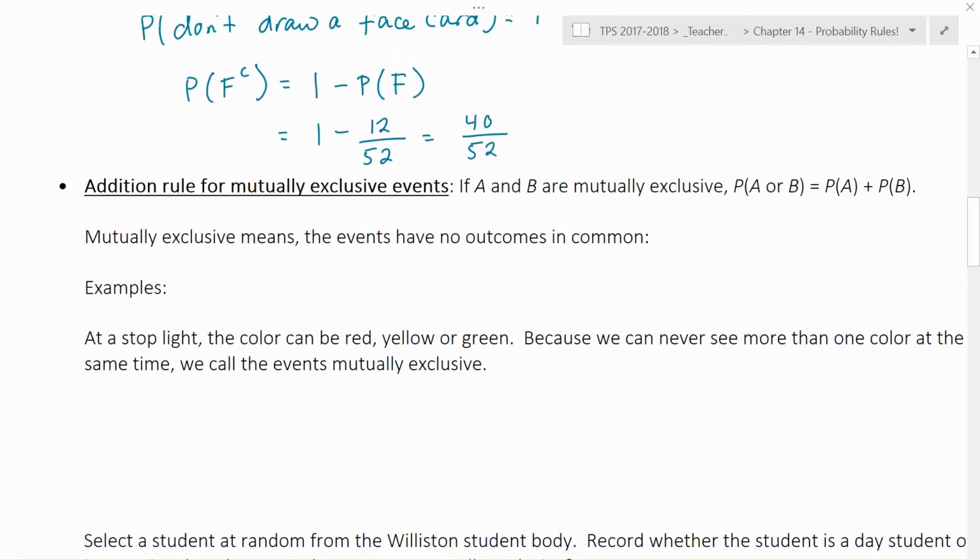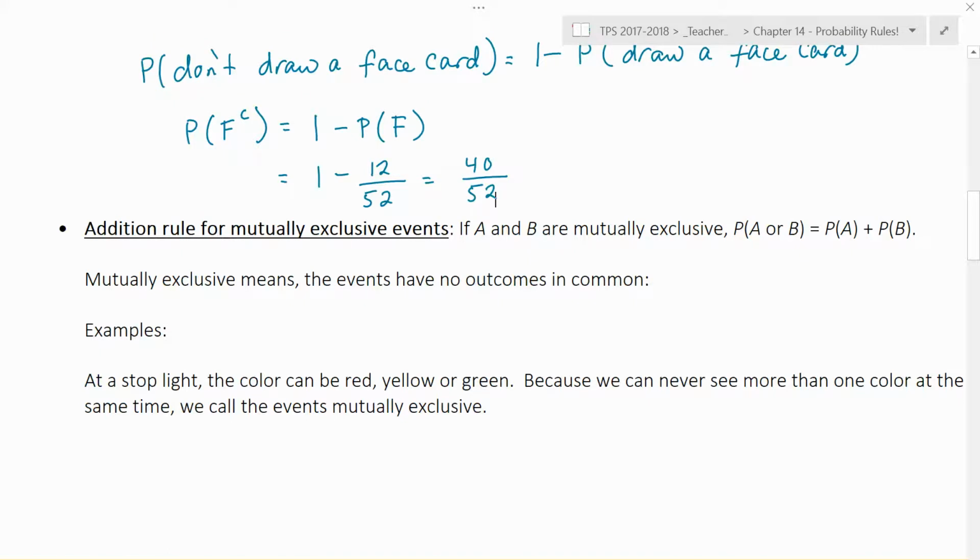Okay, the last basic rule that we're going to take a look at is the addition rule for events that are called mutually exclusive. This is a term we didn't get to talk about very much. Mutually exclusive means that there's no overlap in the events. I could either find an observation that is one thing or another, not both. An example might be looking at the event that a person is either a day student or a boarding student. There's no one in between. There's not one person who is both a day student and a boarding student at the same time.